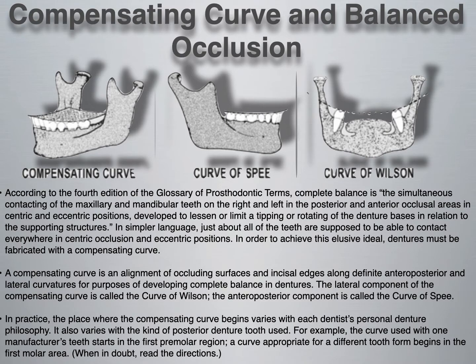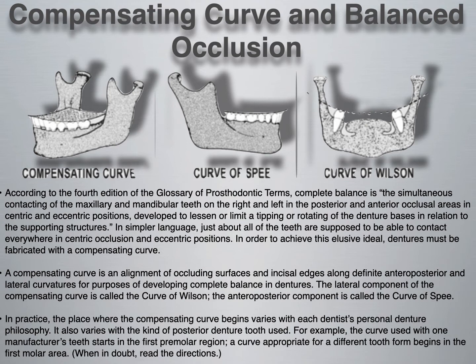Now, talking about a compensating curve and balanced occlusion, what do these two things have in common? Well, compensating curve, as you may know, should have been covered in multiple courses within the semester. But when we talk about a compensating curve, that is a curve made up of two separate curves, right? We have a curve of Spee and a curve of Wilson. So let's get into these curves.